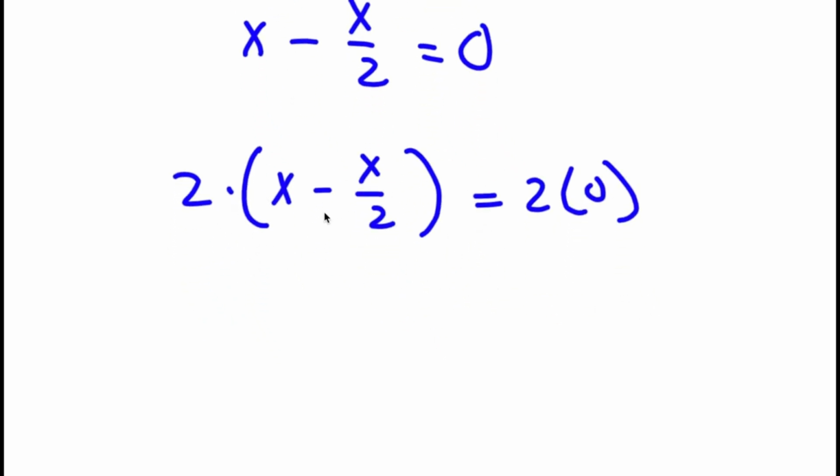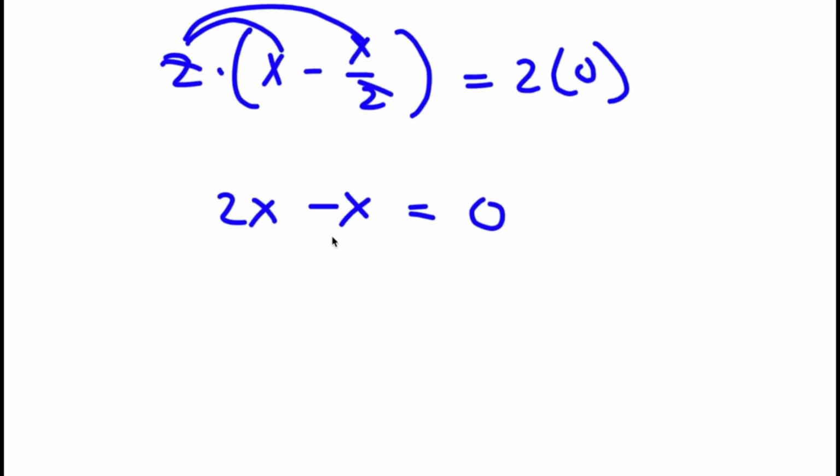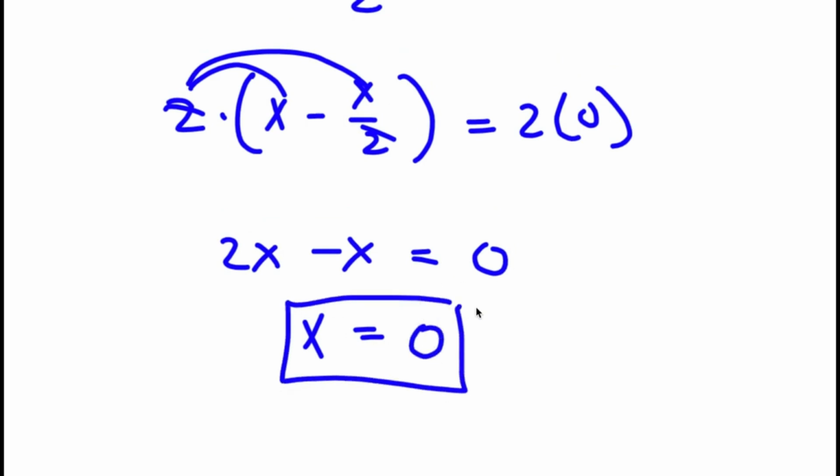So for 2 times x minus x over 2, I'm simply going to distribute the 2 to all terms in my parentheses here. So first off, 2 times x, that's simply equal to 2x, and 2 times negative x over 2, the 2 simply cancel out, so all I'll be left with is negative x. And this is equal to 2 times 0, which is simply equal to 0. So I have 2x minus x is equal to 0. Now 2x minus x, that's simply equal to x. So I have x is equal to 0. So x equals 0 is my solution.